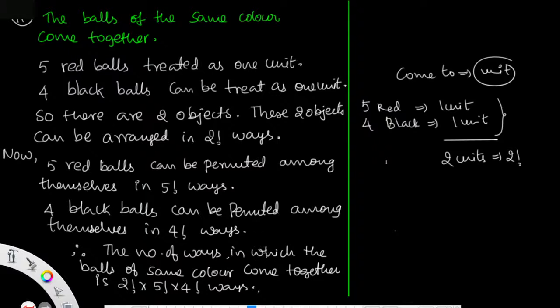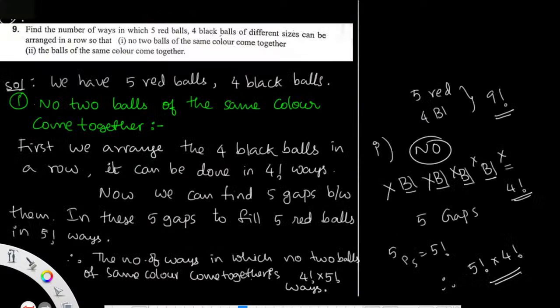So that is question number 9. Always, come together means you make a bundle. Should not come together means you use the gap method. That should be remembered. All the similar problems up to 6th, 7th, 8th, 9th, 10th are also the same.